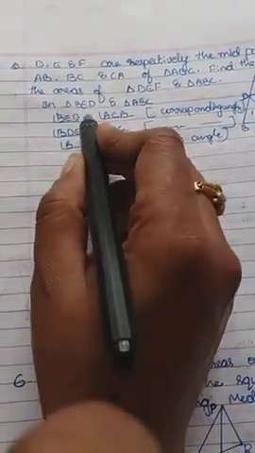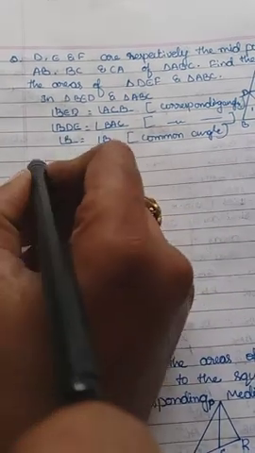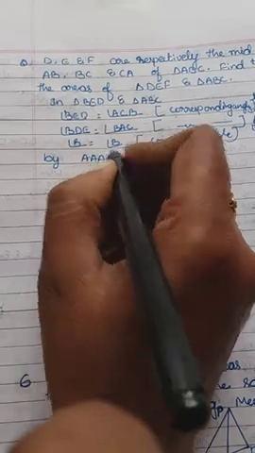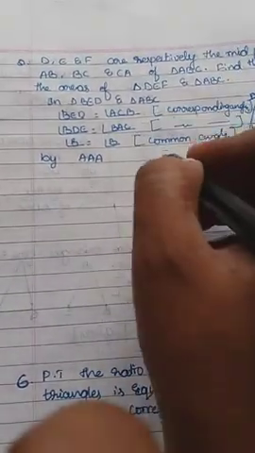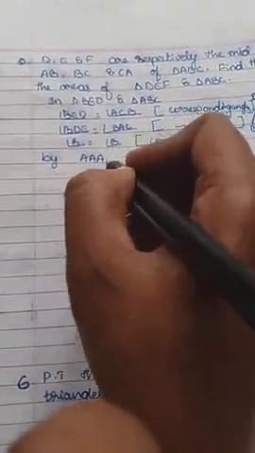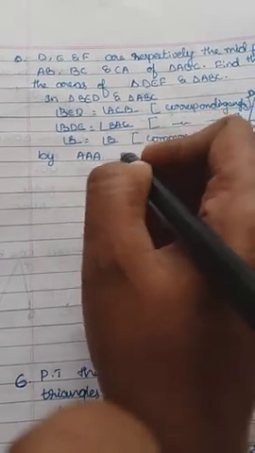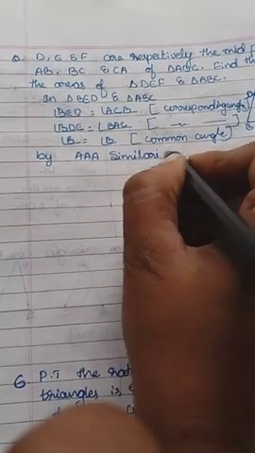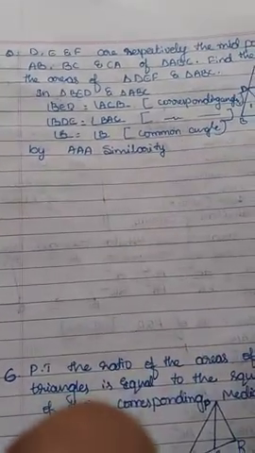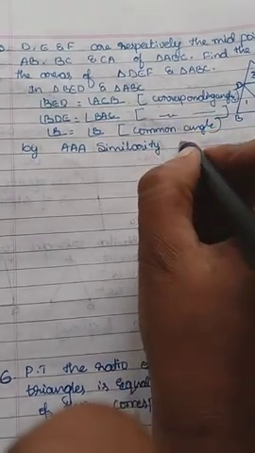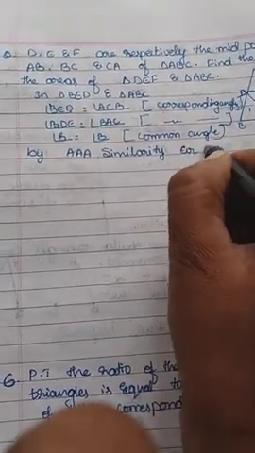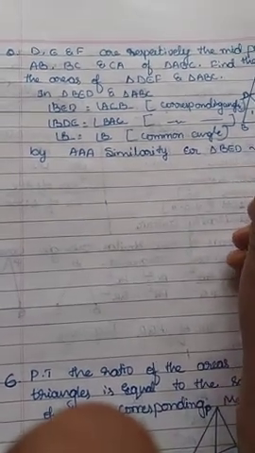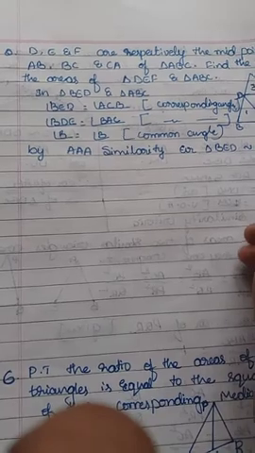By which criteria are all the angles equal? By AAA: the three angles of one triangle are equal to the three angles of the other triangle. By the AAA similarity criteria, triangle BED is similar to triangle ABC, we can write.